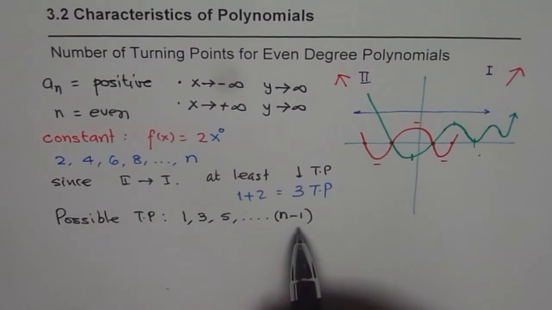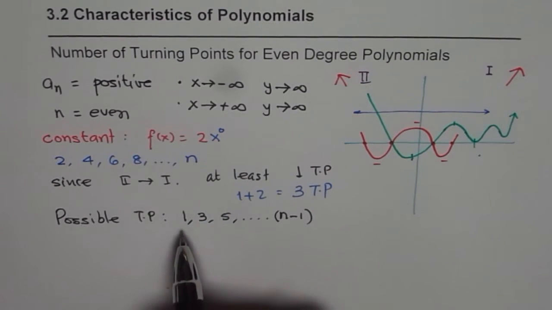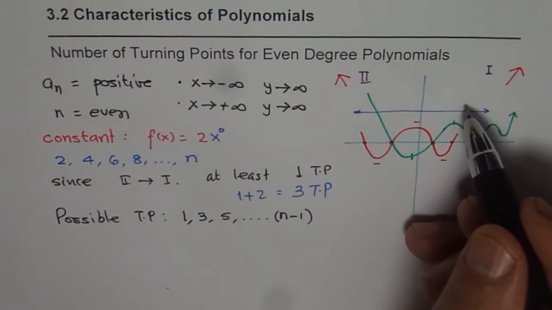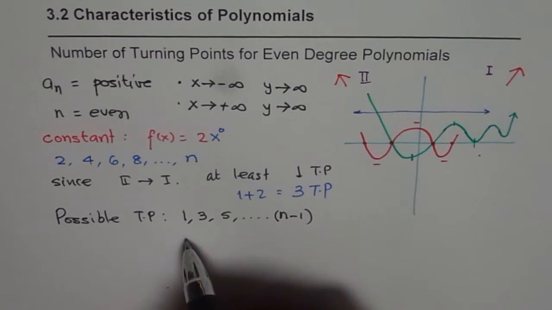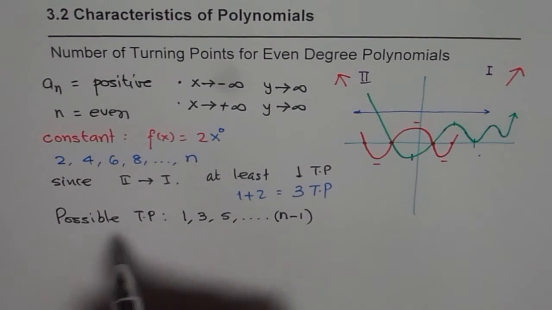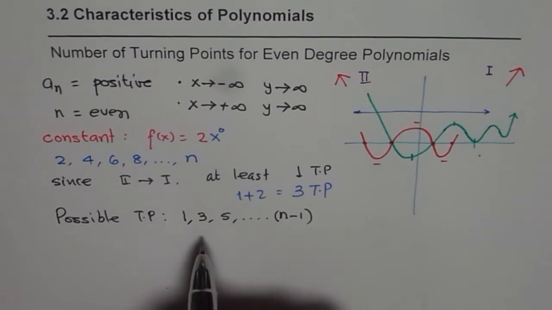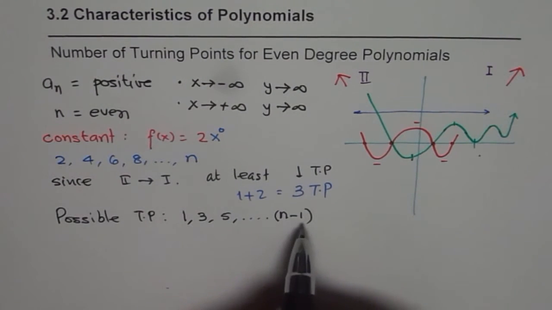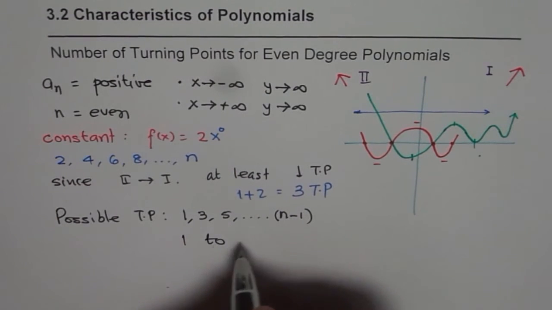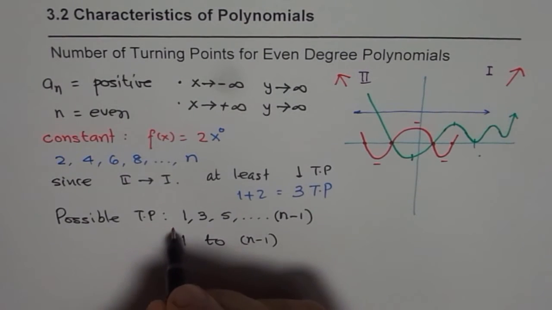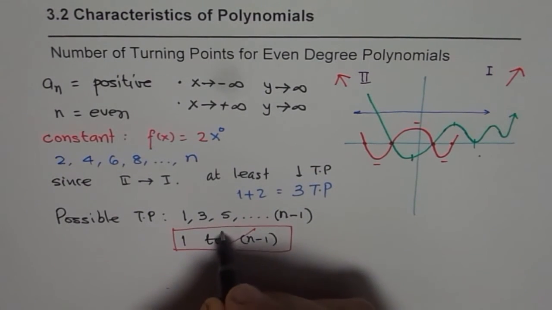It could be even or odd. But for even, the least number of turning points is 1. It has to turn at least once. But for odd, it moves from 3 to 1. It doesn't have to turn. So least is 0 for odd, right? But remember, possible turning points are 1, 3, 5, like that. If I say 1, 2, n minus 1, then this statement is not correct. It is wrong.